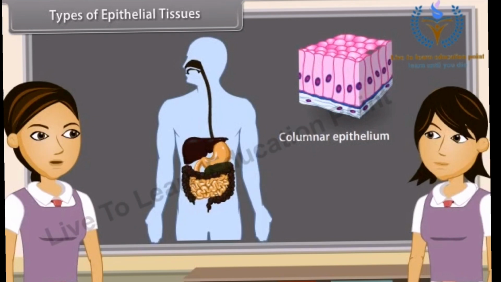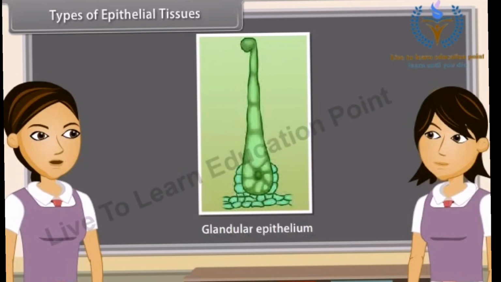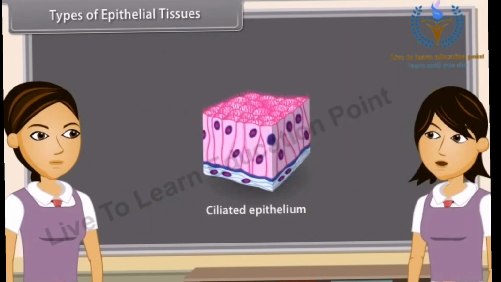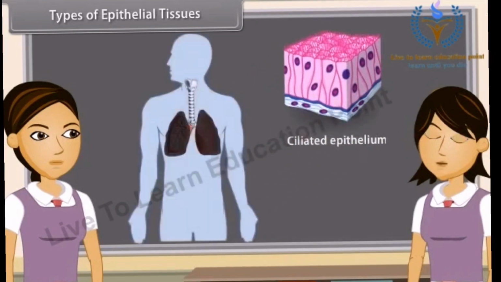The columnar epithelium is sometimes modified to form glands which secrete certain chemicals, and it is thus converted into glandular epithelium. It is found in the mucous membrane of stomach, sweat, and oil glands. Do you know that some cuboidal or columnar cells have a free border which bears thread-like cytoplasmic outgrowths known as cilia? These cells form the ciliated epithelium. It is found in sperm ducts, trachea, bronchi, kidney tubules, and oviducts.